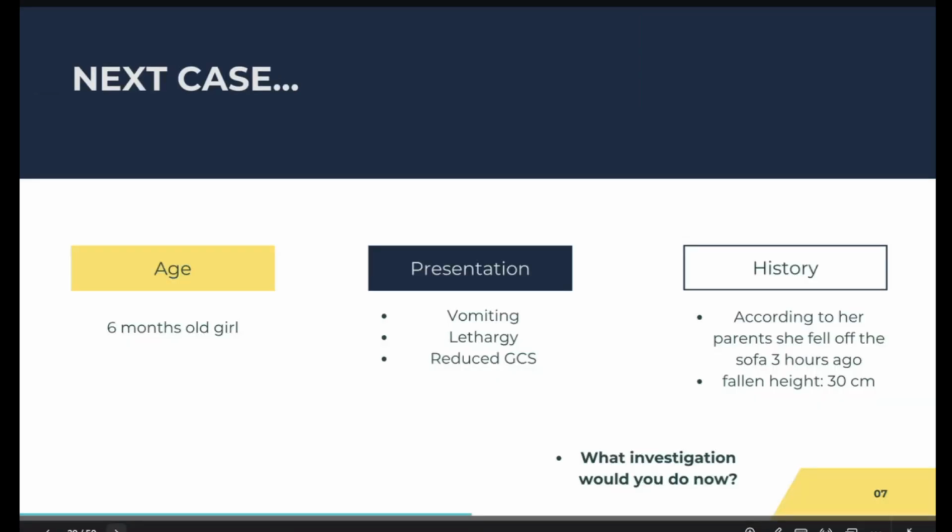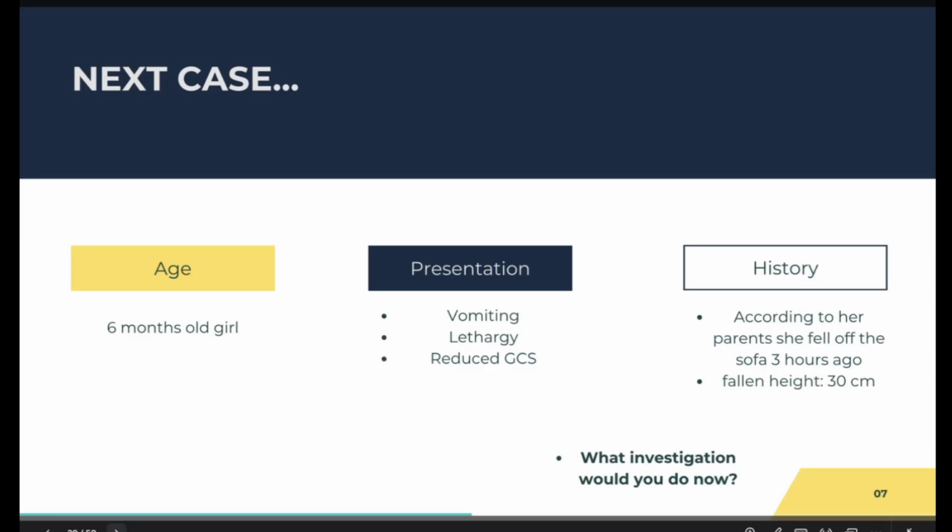So we're going to move on to our next case. This is about a 6-month-old girl, and she presented with vomiting, lethargy, and reduced GCS. And in her history, we were speaking to the parents, and they said that she fell off the sofa 3 hours ago, and she has fallen about 30 centimeters. So what investigation would you do?